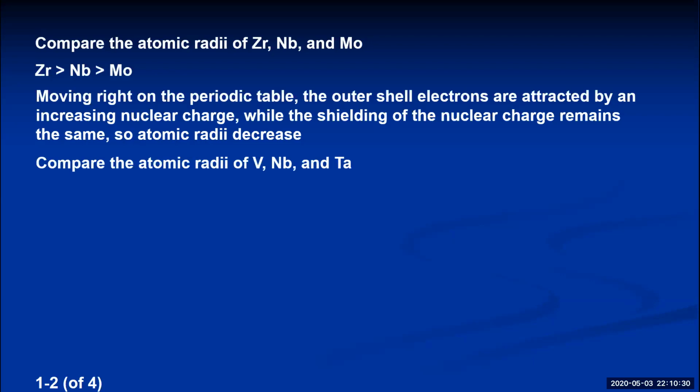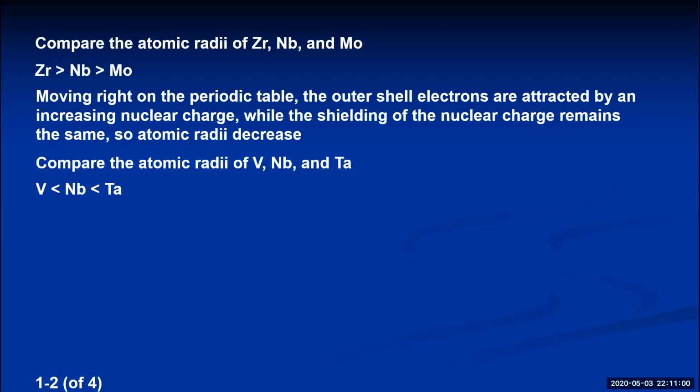Let's have you answer the same questions for these three atoms. Compare the atomic radii of vanadium, niobium, and tantalum. Atoms of these elements are located in the same column on the periodic table, and the general trend is as you go down a column on the periodic table, atomic radii increase, the atoms get bigger. Why should that be? If that's the case, vanadium being at the top of its column would be the smallest, tantalum at the bottom of its column the largest.